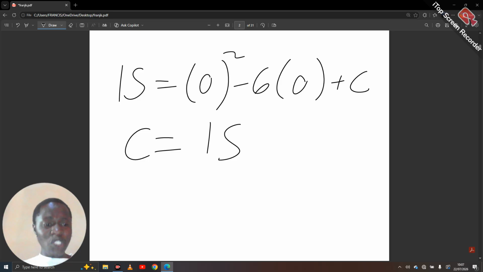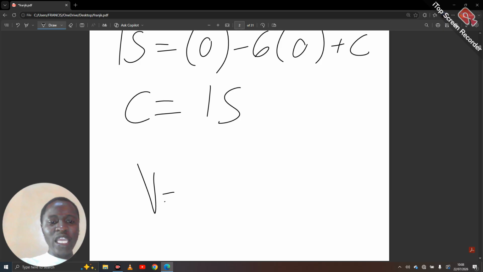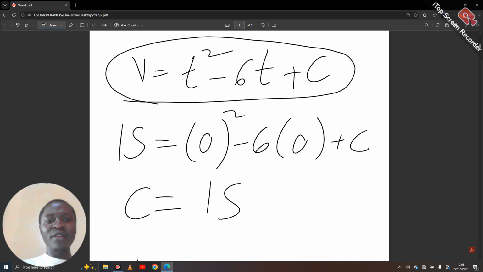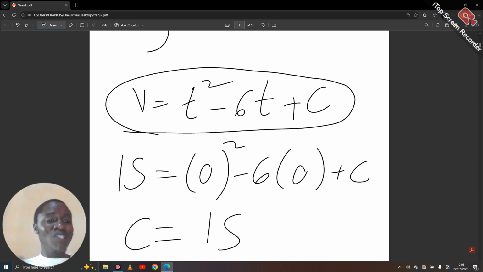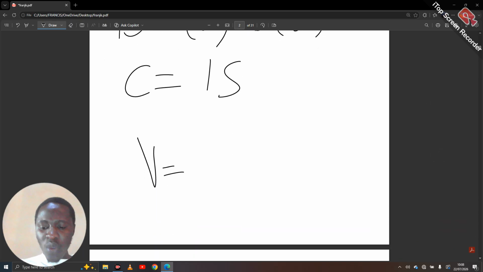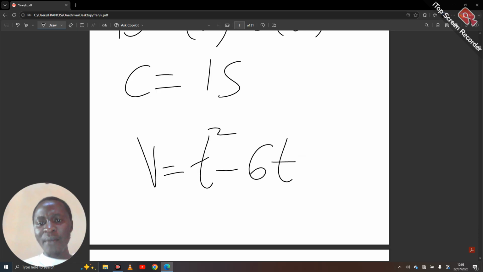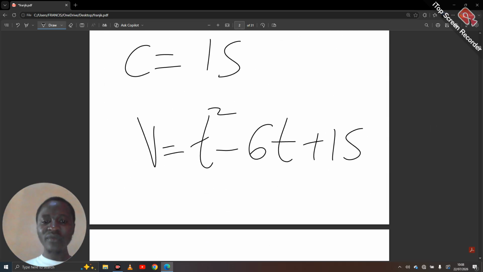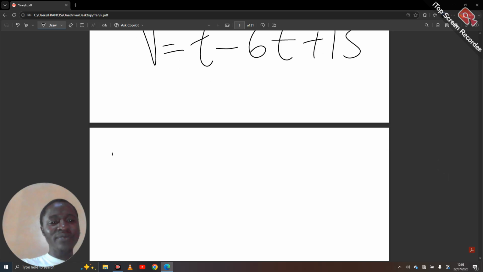So the right expression for this velocity will be what? v equals, come to this expression, remember the main reason why we are adding c is to get the full expression. So now we have v equals t squared minus 6t plus the constant, which is 15. Now you don't write plus c, because plus c is just the formula directing. That is part A. Part B.